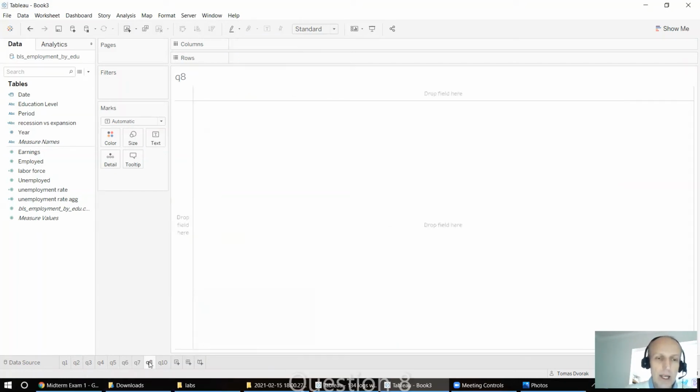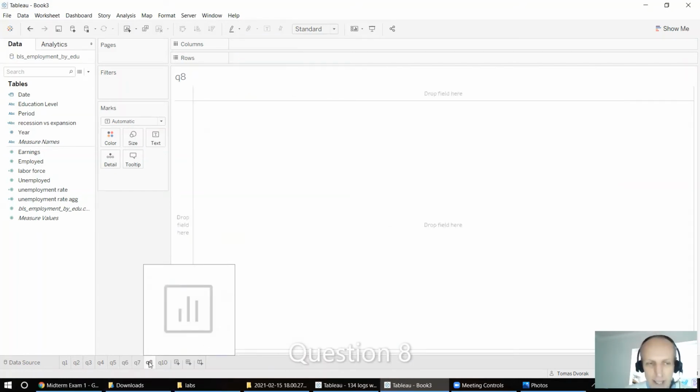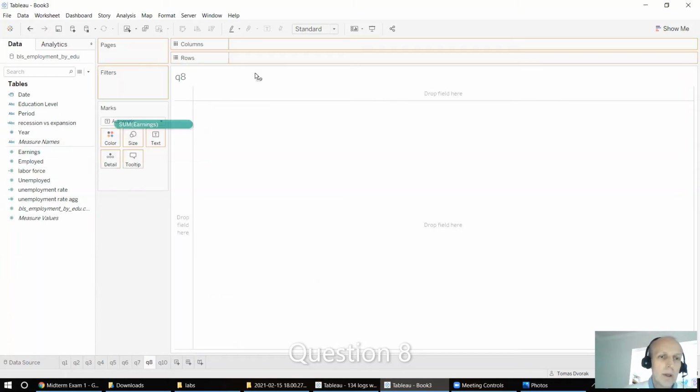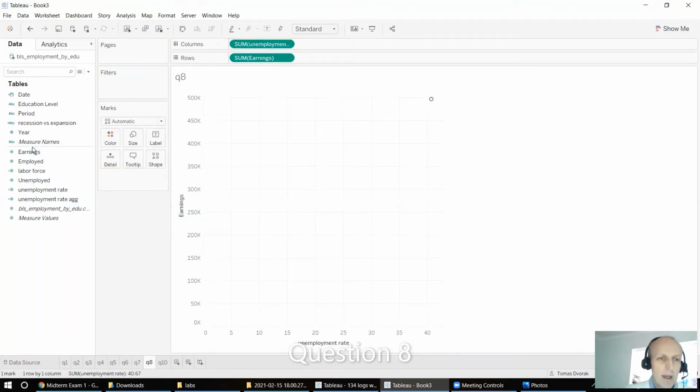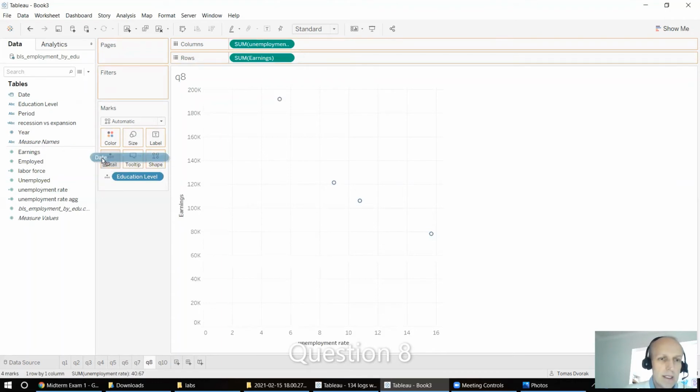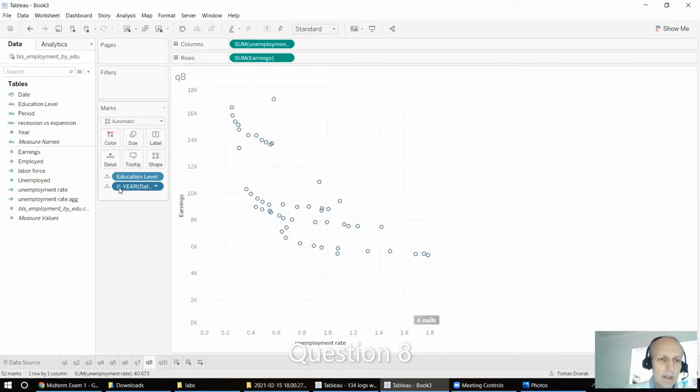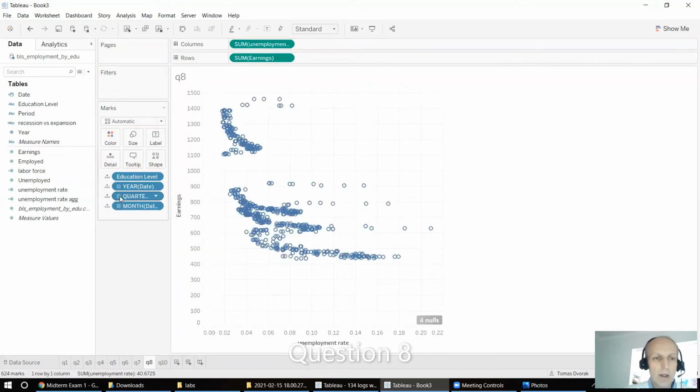Okay, in question 8, we're supposed to create a scatter plot where we put earnings on one axis and the unemployment rate on the other axis. And we want this to be broken down by education level and by date. By date, it's not just a year, but also year and a month. Let's make it a little more informative by mapping education level to color.